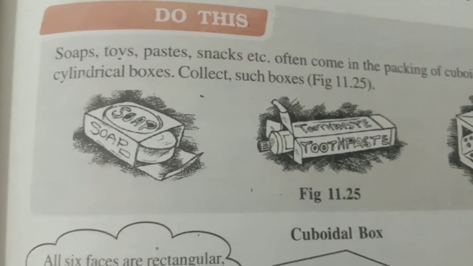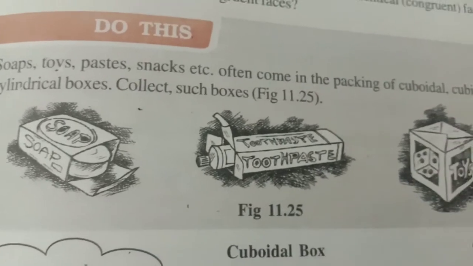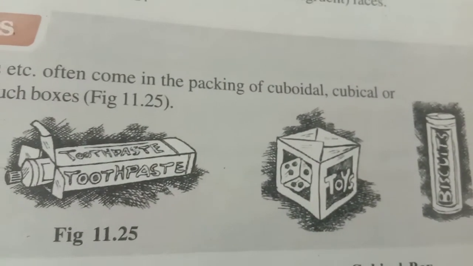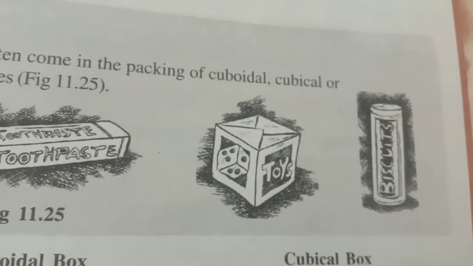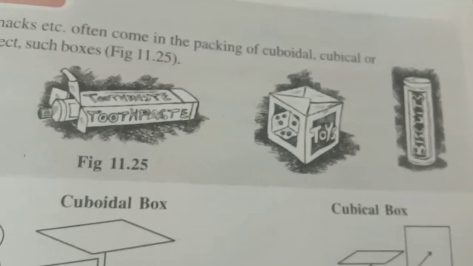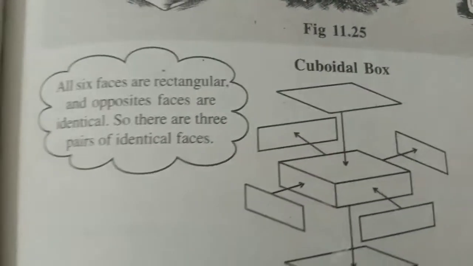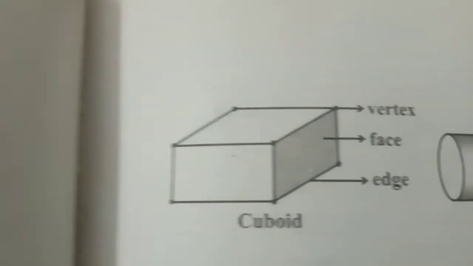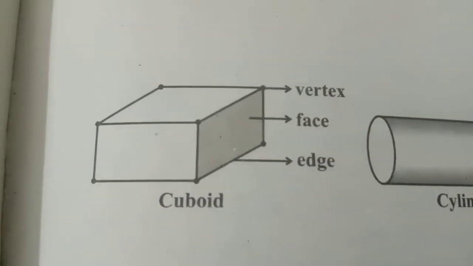A soap box, a toothpaste box, and a toy, that is a cube. And here we have a cylinder, a biscuit packet. You see, they look like three-dimensional figures. Now you see the cuboidal box. You see this figure, cuboid, vertex, face and edge.